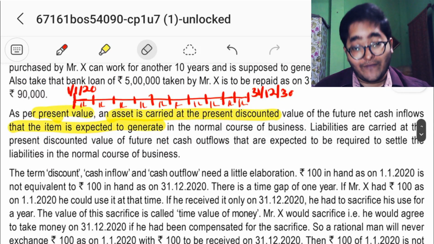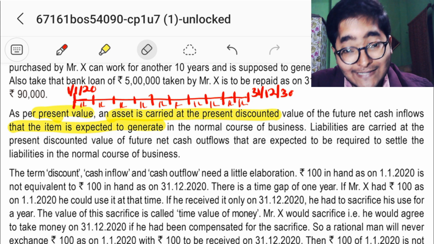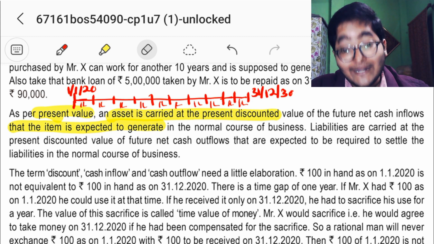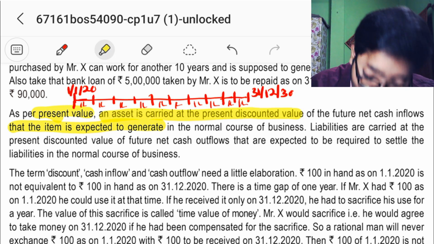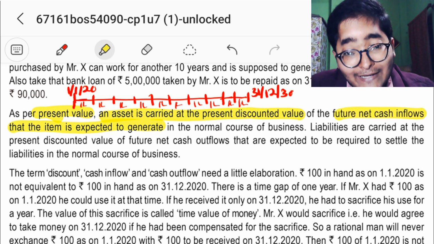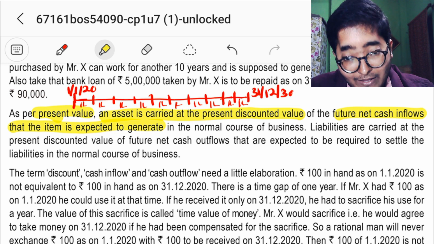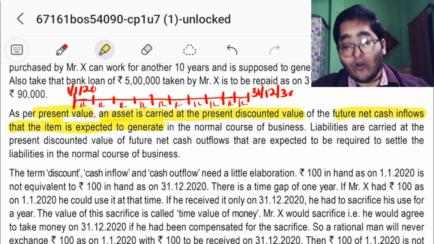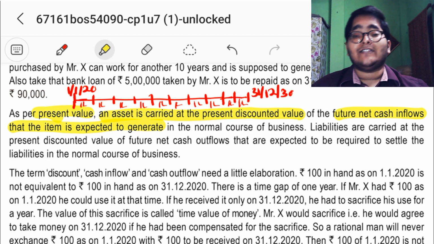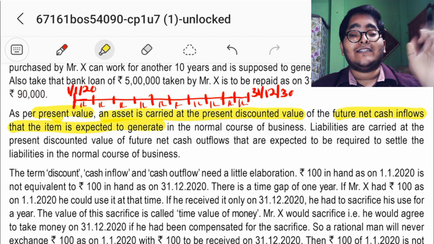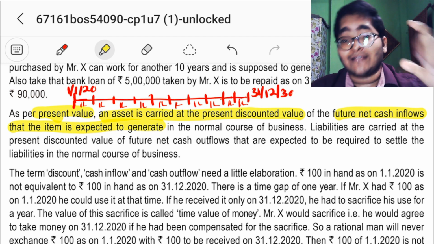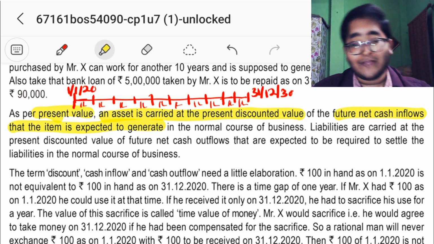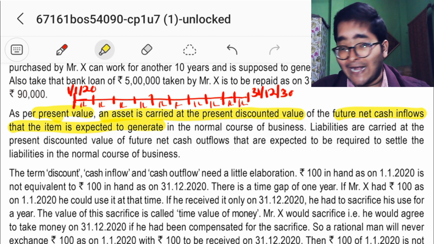So, as per the definition, present value of an asset is carried at the present discounted value of the future net cash inflows that the item is expected to generate. In the normal course of business, एक asset जितना भी cash inflow करेगा उसका net amount या फिर discounted या फिर calculated amount आज के दिन में जो है उसको हम लोग present value of that asset कहेंगे.